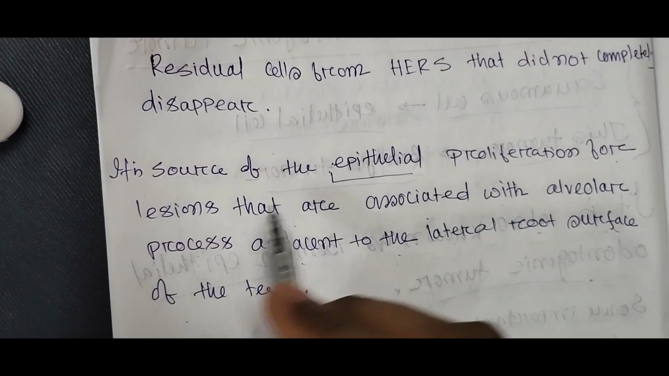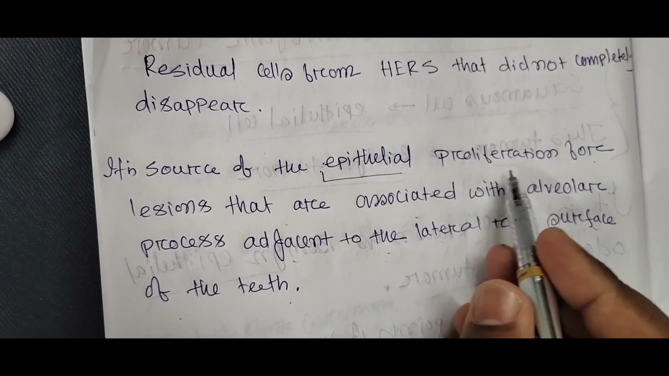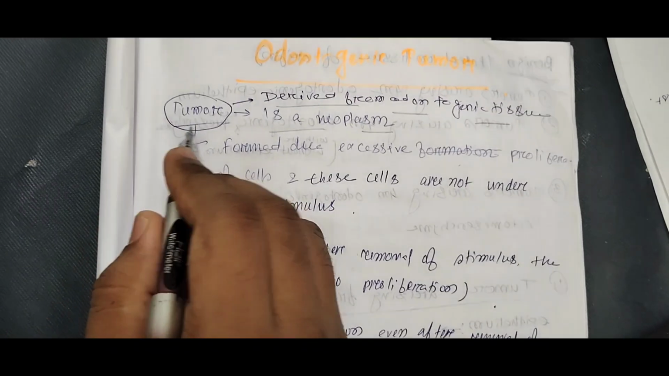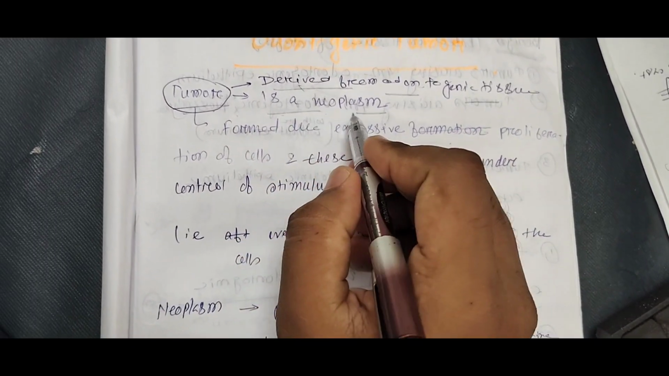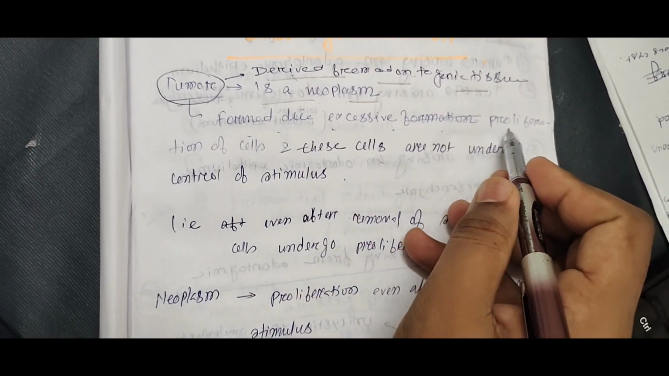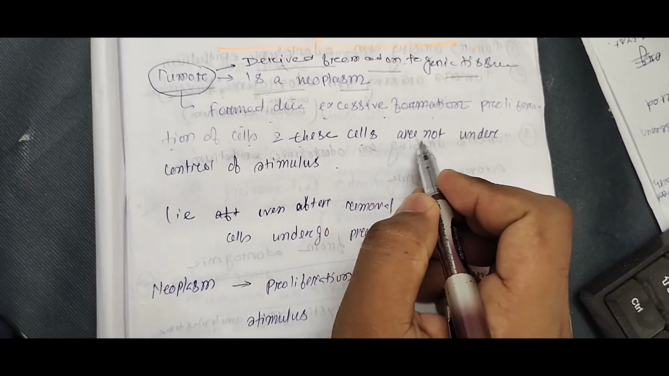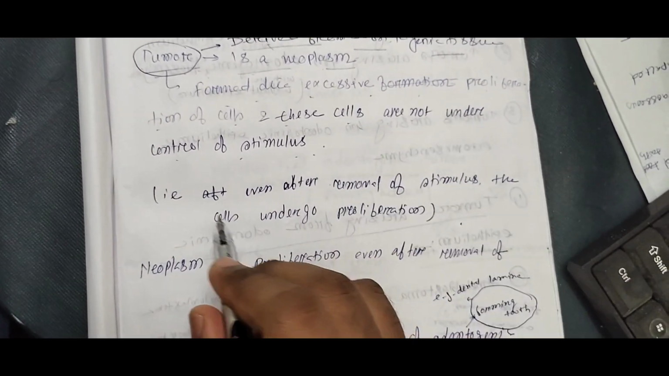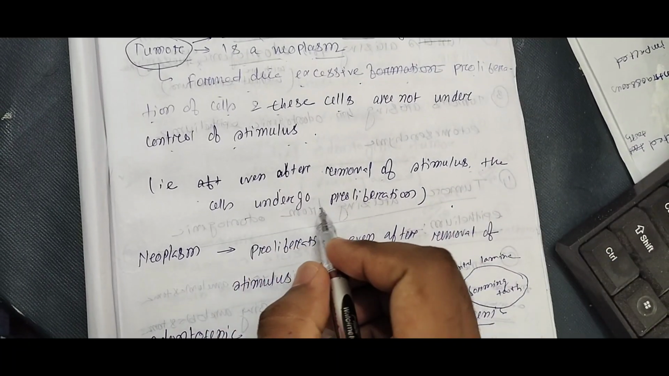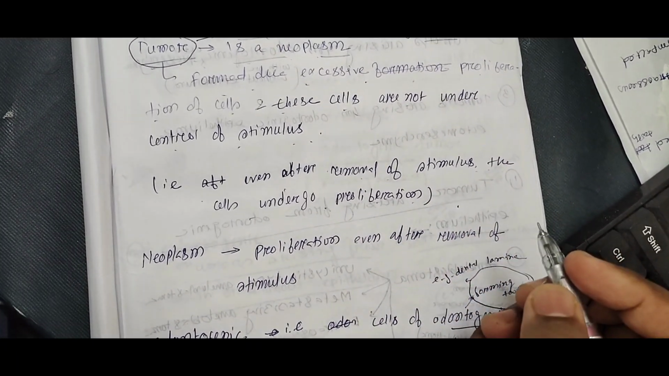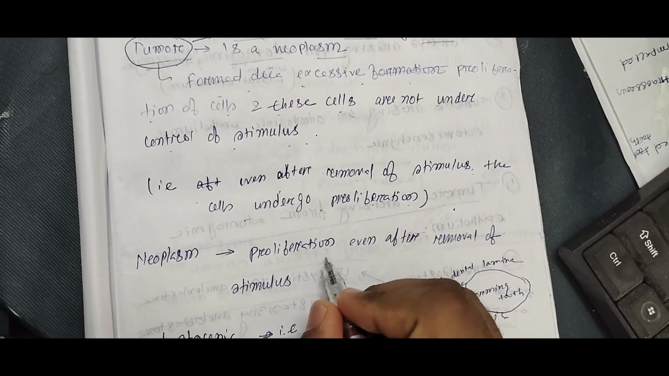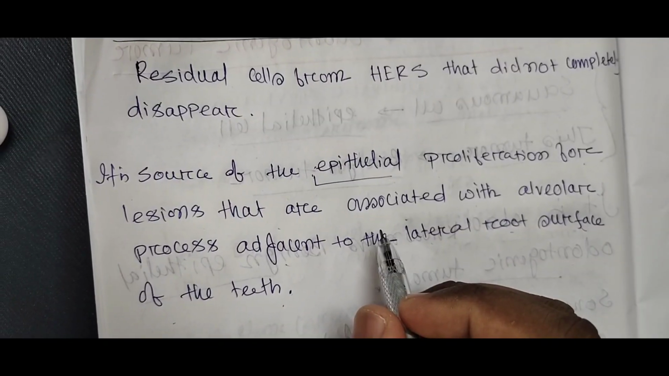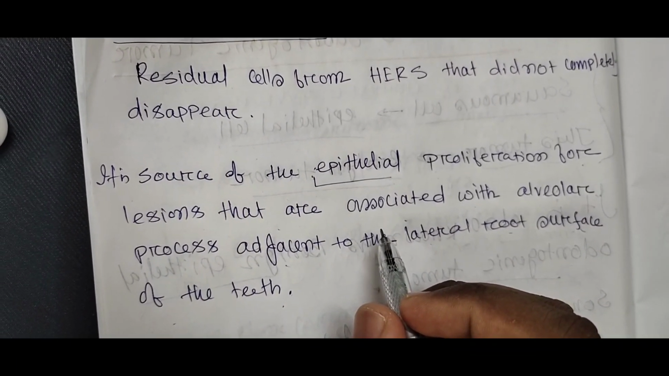Now, we discuss this point, epithelial proliferation. We know what a tumor is. A tumor derived from odontogenic tissue is a neoplasm formed due to excessive proliferation of cells, and these cells are not under the control of a stimulus. That is, even after removal of the stimulus, the cells will undergo proliferation. This neoplasm proliferates even after removal of the stimulus. So it provides epithelial proliferation to the lesions.